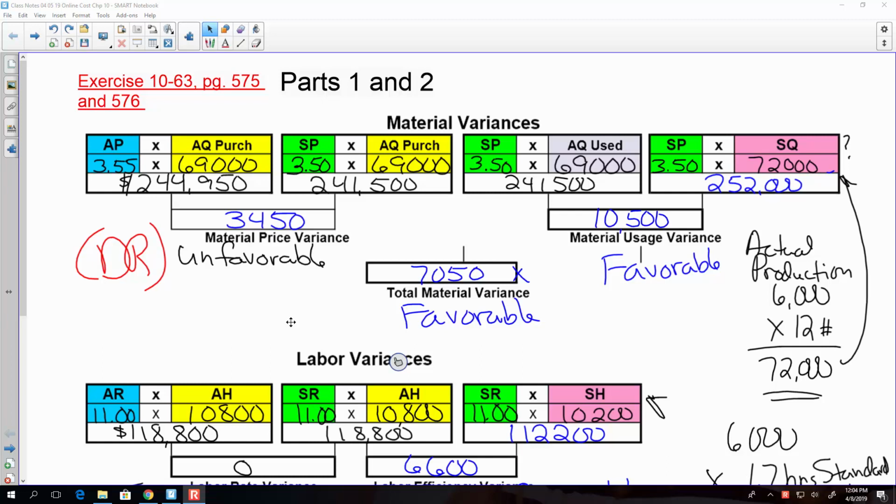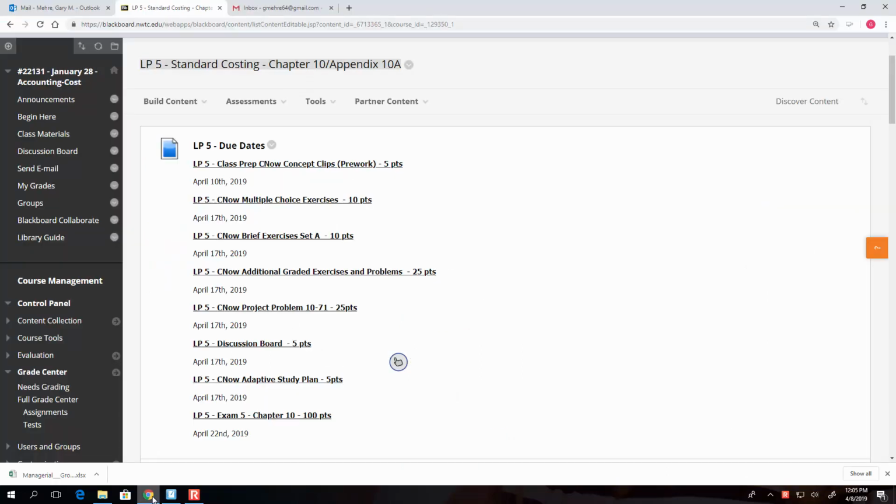I do have showing here a template that I use quite often to solve our price and usage variances for both product cost categories. We'll cover this shortly, but I did want to review first our due dates.